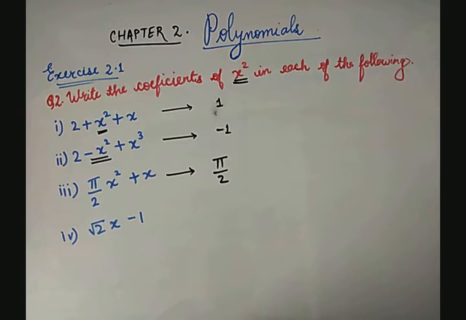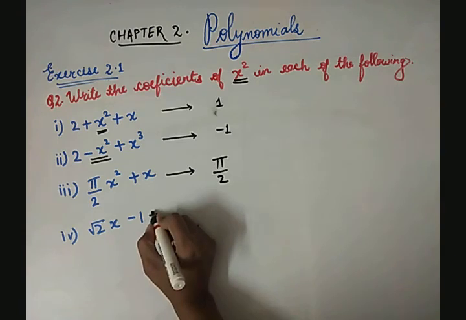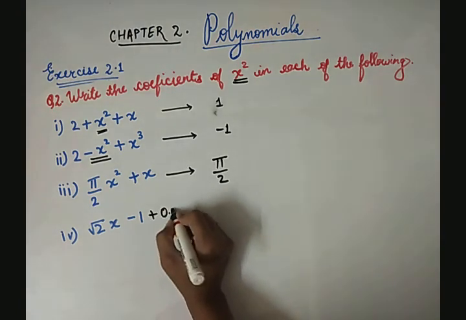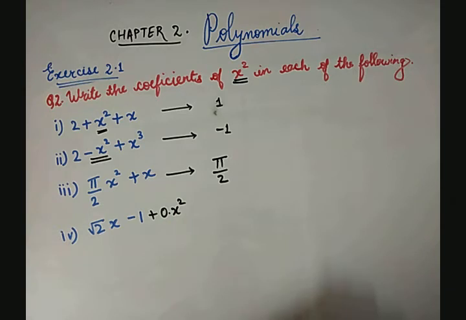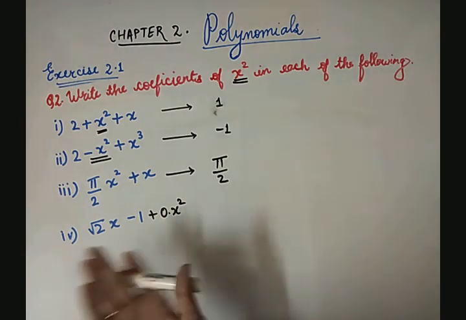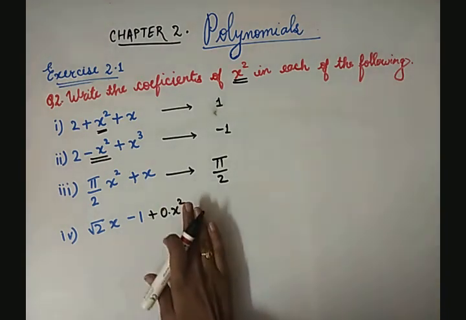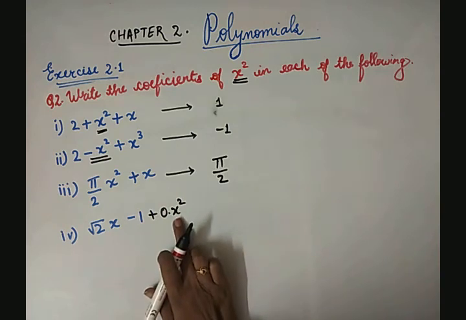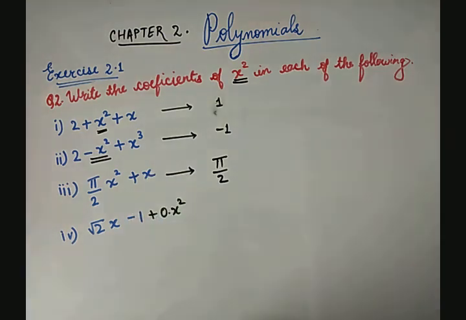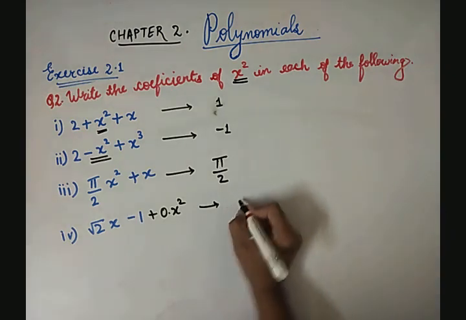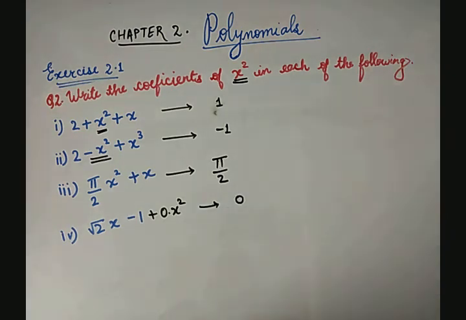Root 2 x minus 1. Now you will say, ma'am, there is no x square in the expression. Now how to find its coefficient? Very easy. See here, if I write plus 0 into x raised to 2, that is 0 into x square. So 0 multiplied by anything is 0, right? So even if I don't write that, it doesn't matter. That's why it is not written in the expression. So what is the coefficient of x square here? 0.